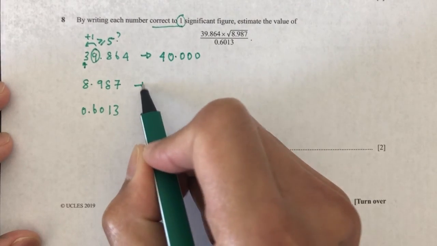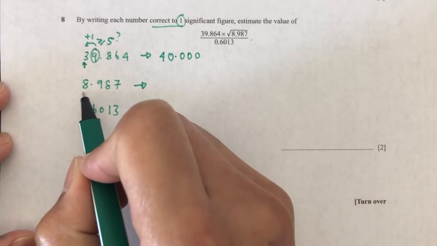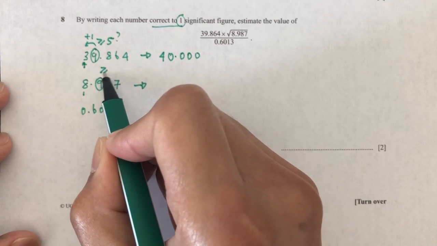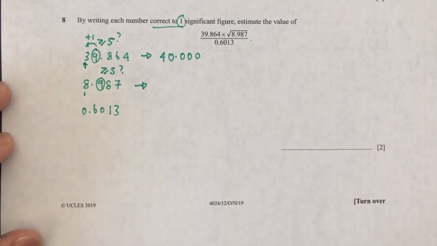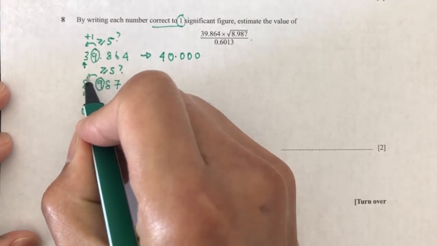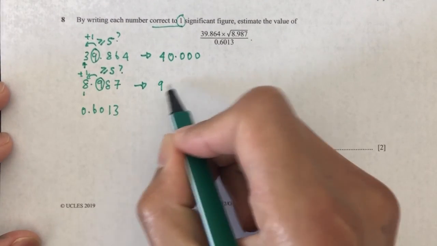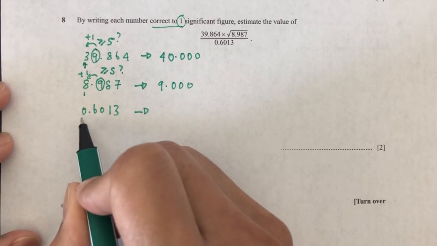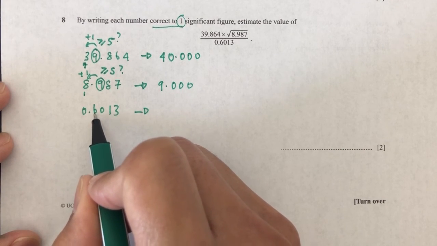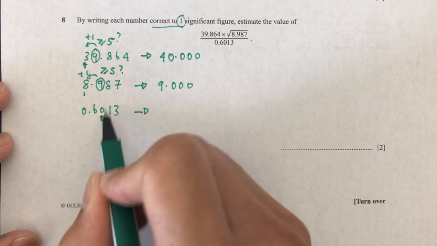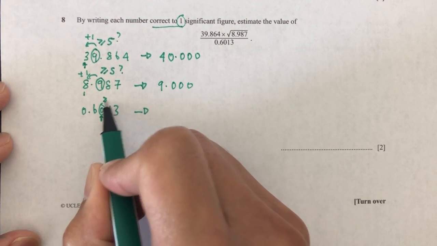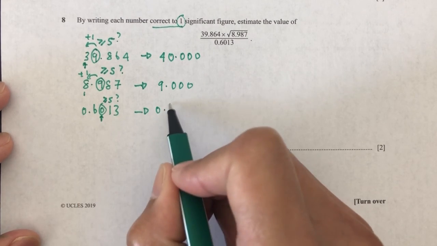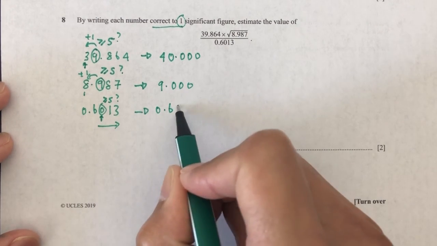Okay. So same thing here as well. We leave the first digit alone. We ask ourselves if the next digit is bigger than or equal to 5. Yes, it is. So we have to add 1, which becomes 9.000. And for the last one, we ask ourselves if the next digit is bigger than or equal to 5. No, it is not. So we just leave this one alone, and we convert everything else to 0.